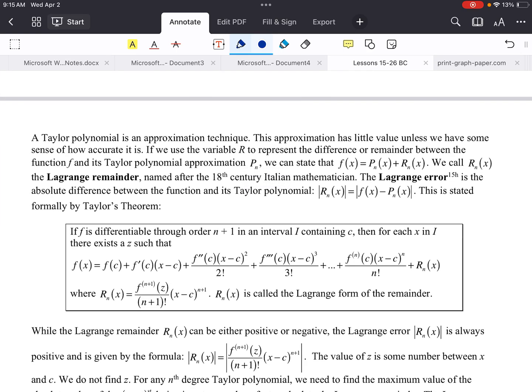Okay, second part of lesson 15 on Taylor and Maclaurin polynomials. This part is going to focus on the remainder. This is something that is tested when they ask about Taylor polynomials in free response. They tend to ask about a Taylor polynomial, and then a follow-up question is about the remainder.